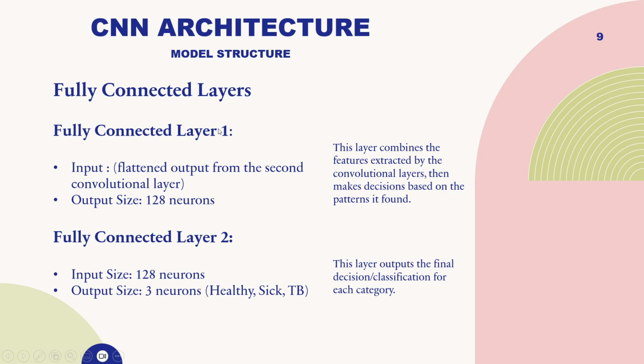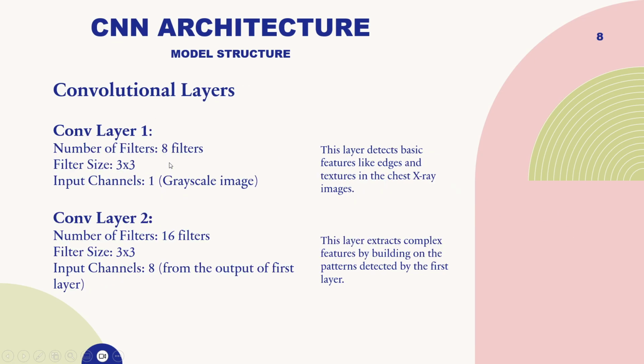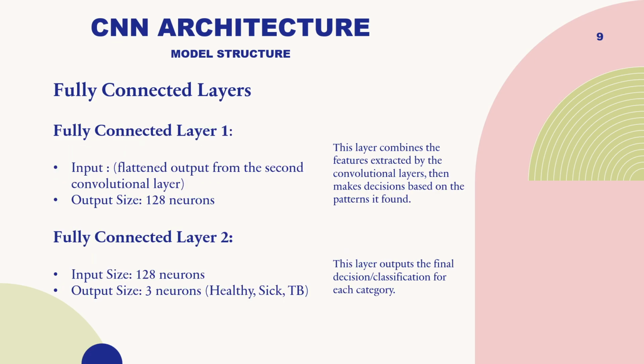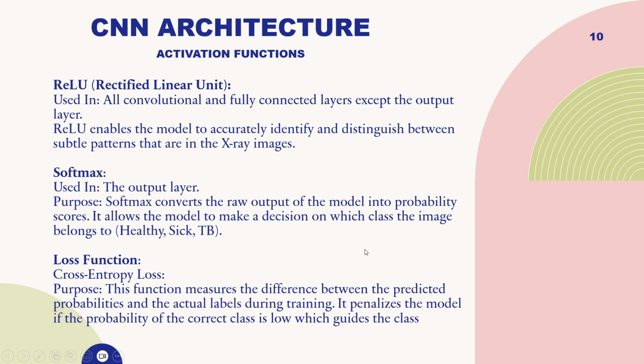And this first fully connected layer will take the output from the previous layers, the convolutional layer 2, and then flow through them accordingly and end off in the fully connected layer. So the activation functions that I chose to use are the ReLU function and softmax, and for the loss function, I used cross entropy loss.